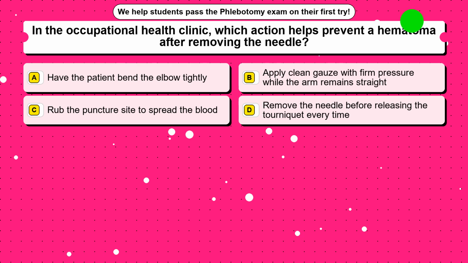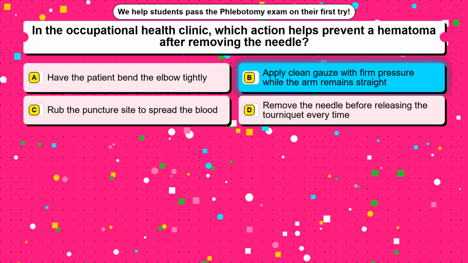Question 38. In the occupational health clinic, which action helps prevent a hematoma after removing the needle? Option A, have the patient bend the elbow tightly. Option B, apply clean gauze with firm pressure while the arm remains straight. Option C, rub the puncture site to spread the blood. Option D, remove the needle before releasing the tourniquet every time.